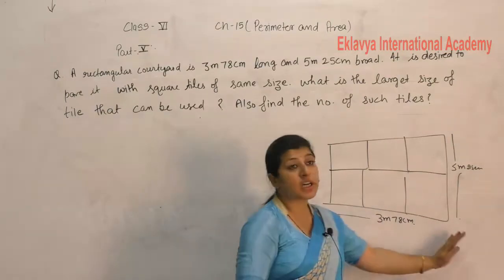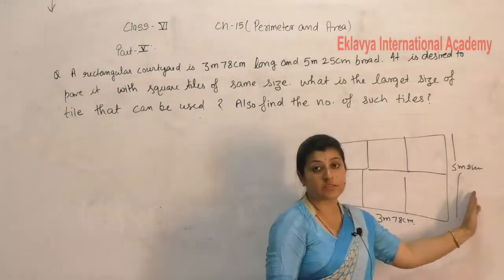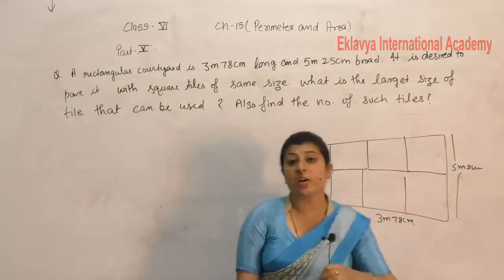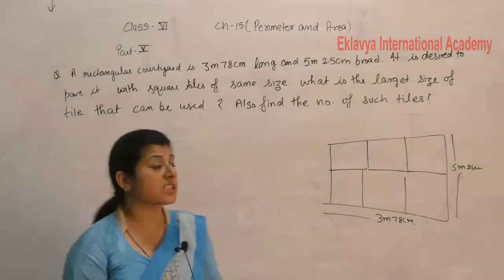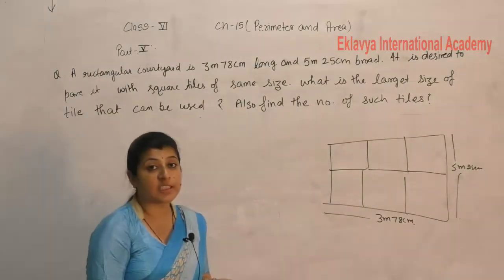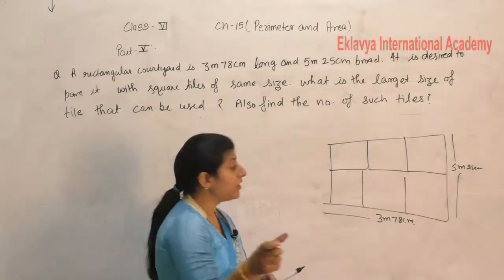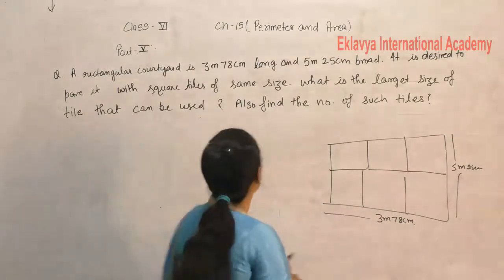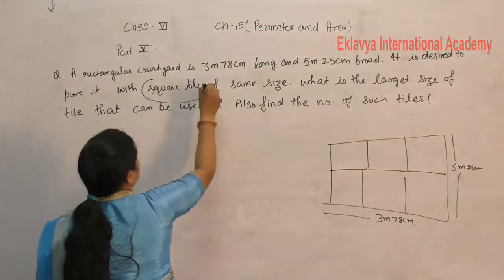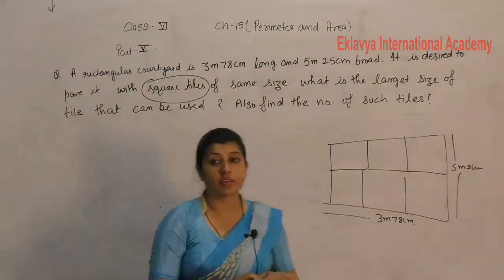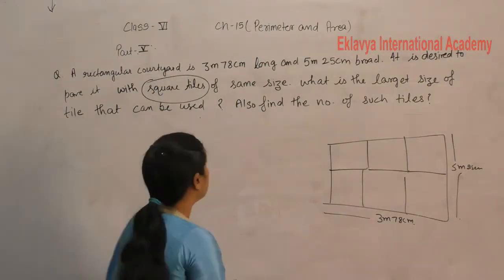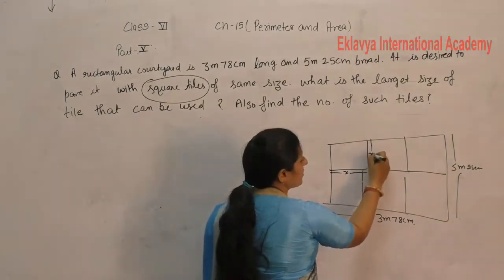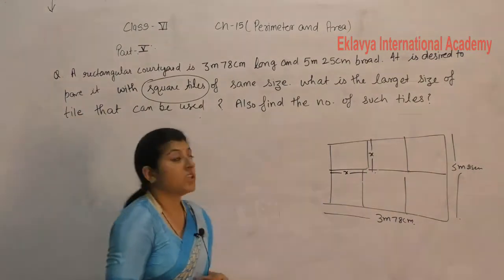Firstly, find out the area of this courtyard. Then after finding the area of a tile, we can find the number of tiles easily. The same formula we will use: area of courtyard divided by area of each tile. The tiles should be square, so both sides should be x. So how to find out?